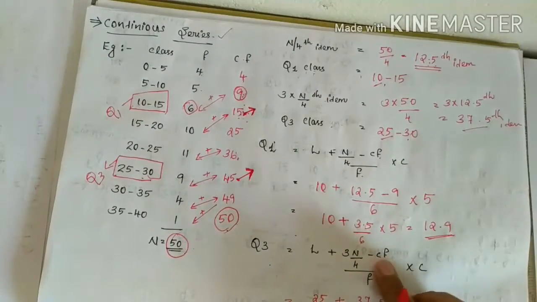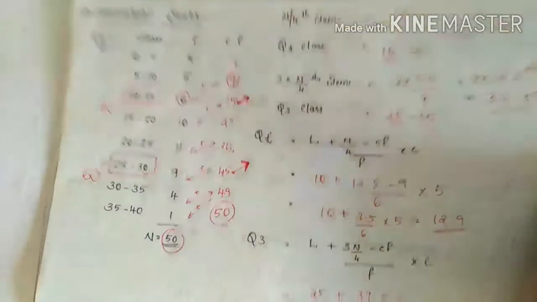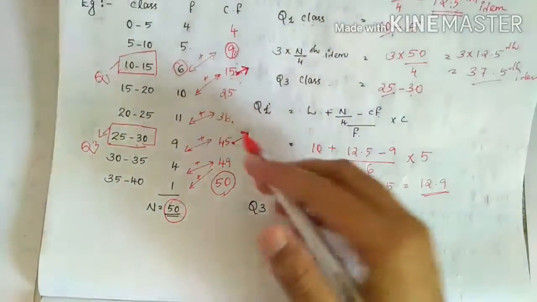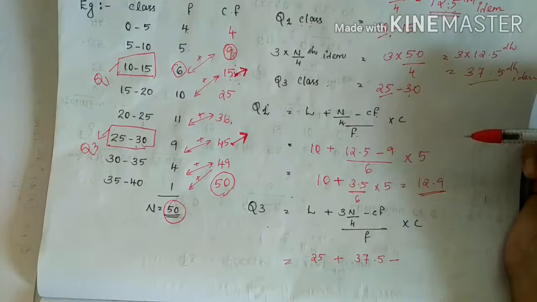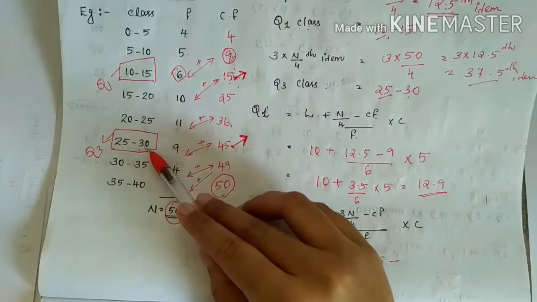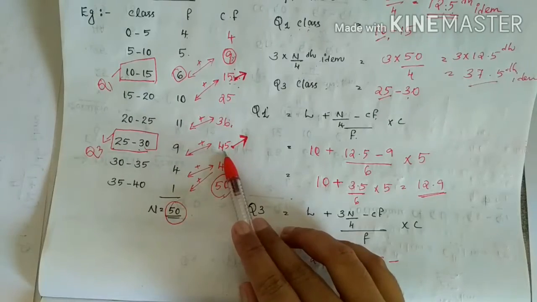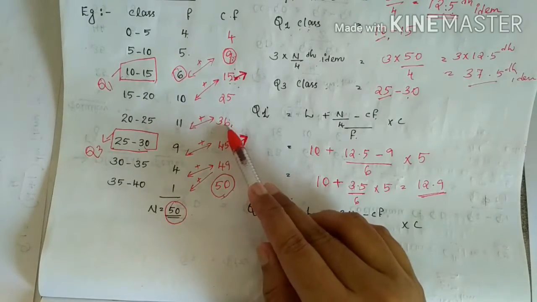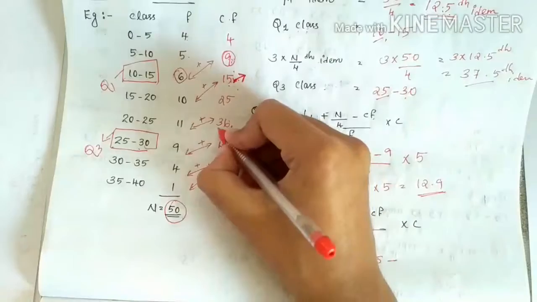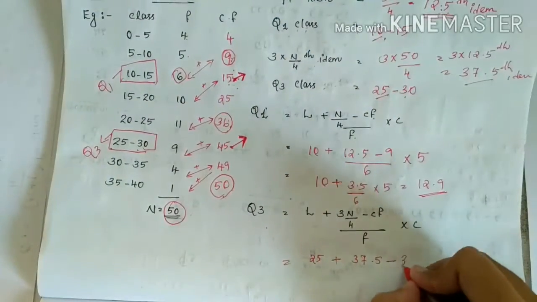37.5 minus CF. CF means the cumulative frequency of the preceding class. Here the quartile class is 25 to 30. The cumulative frequency is 45, and the cumulative frequency of the preceding quartile class is 36.